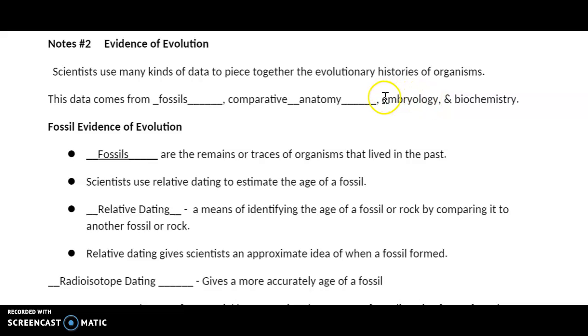Embryology, remember, embryo is when we get an egg and a sperm. The sperm fertilizes the egg, we get what's called a zygote, and then after it goes through mitosis a few times, we call it an embryo. So embryologists study that early development of infants. And then we look at the biochemistry.